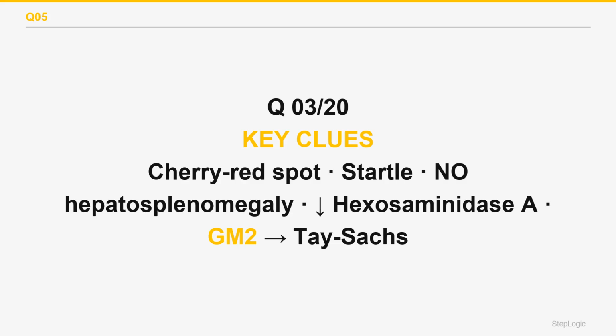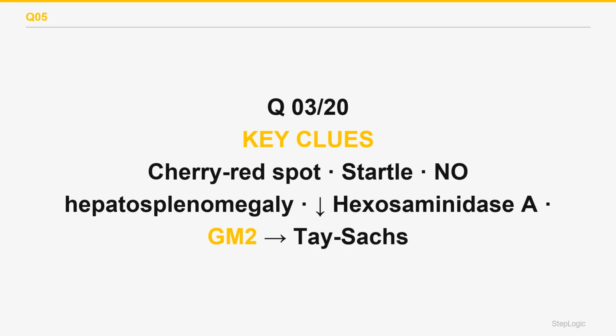Tay-Sachs disease is a lysosomal storage disease caused by deficiency of hexosaminidase A. Without this enzyme, GM2 ganglioside accumulates in neurons, causing progressive neurodegeneration, loss of motor milestones, weakness, an exaggerated startle response to sound, and the classic cherry red spot at the macula.